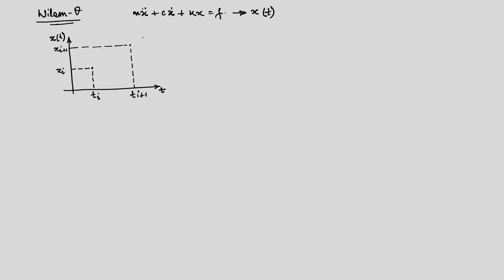Now, in this technique, we consider a third point, which is here. So, this is the point, and the response between these points linearly varies. Sorry, one small correction, this is the acceleration response. Okay. So, assumption: acceleration response varies linearly over time.